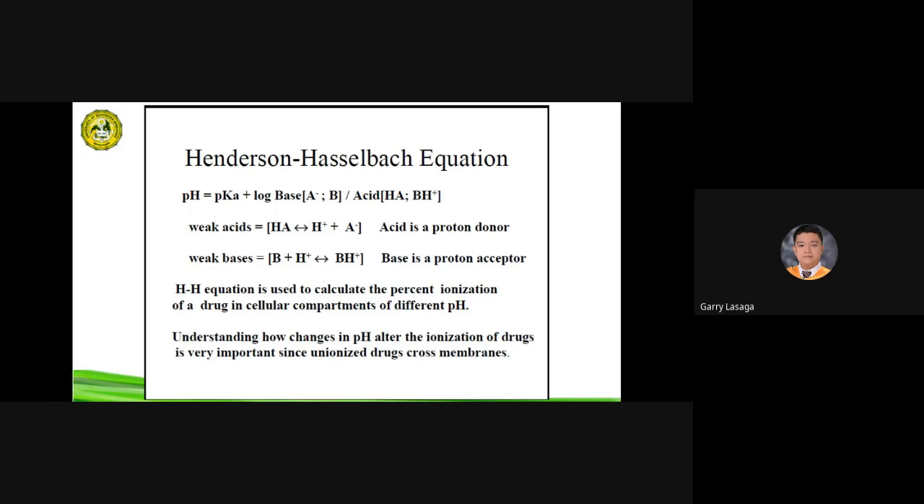So again, when we say percent ionization, that refers to the protonated form, unprotonated form, or the charged form and the uncharged form of the drug. So understanding how changes in pH alter the ionization of the drugs is very important since the unionized drugs cross the membrane. So only the unionized or the unprotonated form of the drug will be able to cross the plasma membrane.